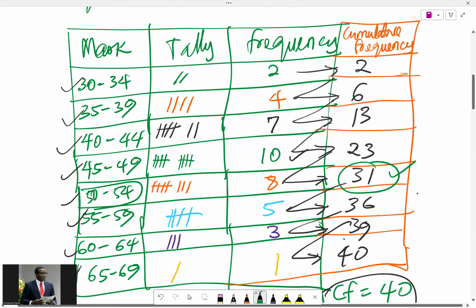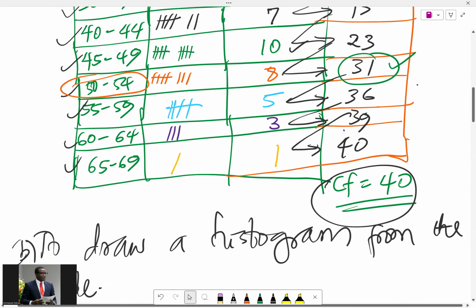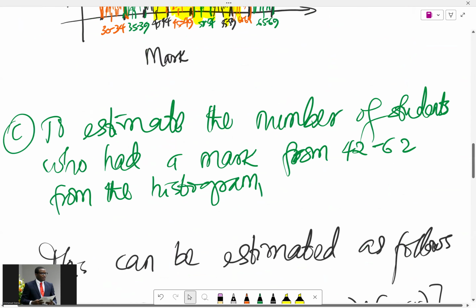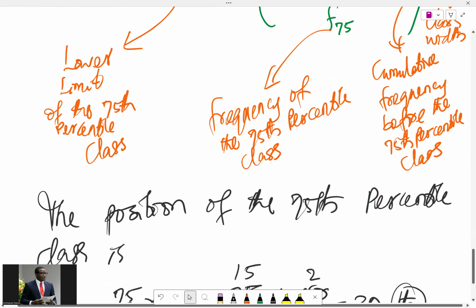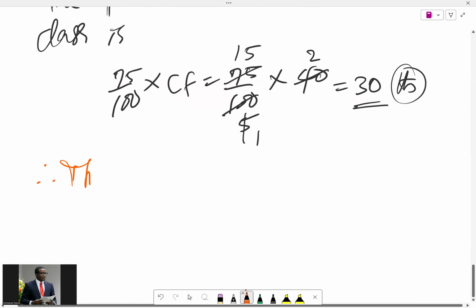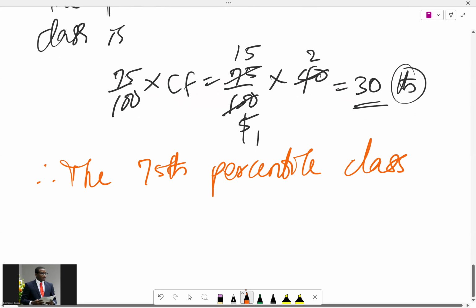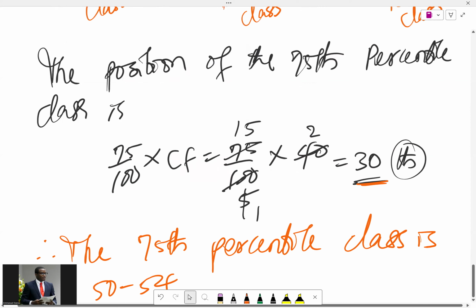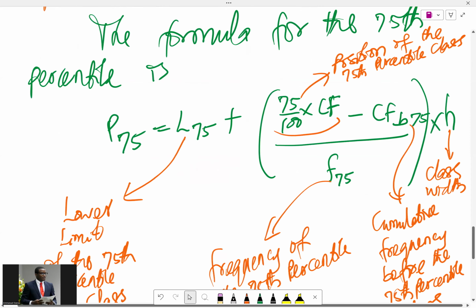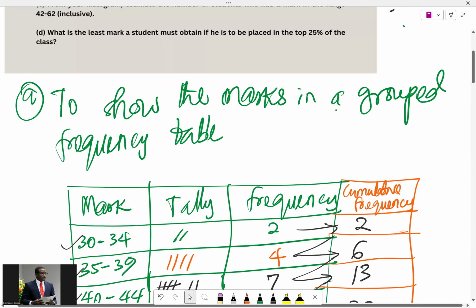So it means that the 75th percentile class is 50 to 54. Okay? That's the first thing. Therefore, the 75th percentile class is 50 to 54. Based on the position, the 75th percentile class is 50 to 54.